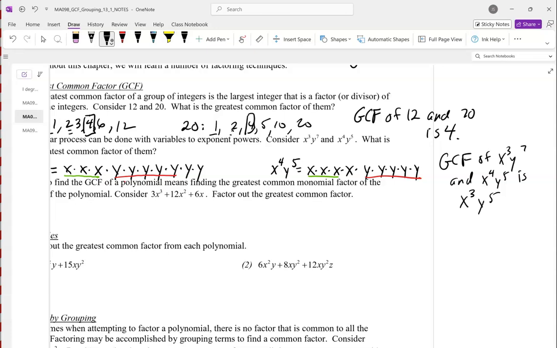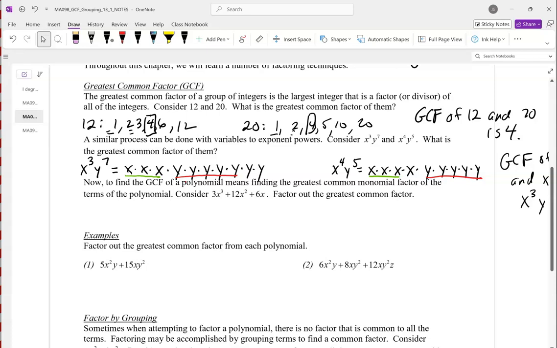Notice how that corresponds to the original one. I look at x cubed and x to the 4th. Which of those exponents is smaller? 3, right? There's an x cubed in both of them. If I look at y to the 7th and y to the 5th, which one's smaller again? Y to the 5th, I fit both of them. So again, it has to be a common factor, it has to be in both. So we want basically the highest power of x and the highest power of y that goes into both of them at the same time.